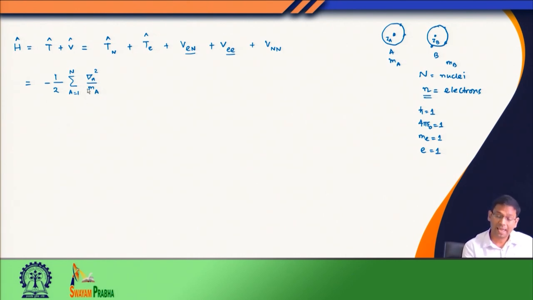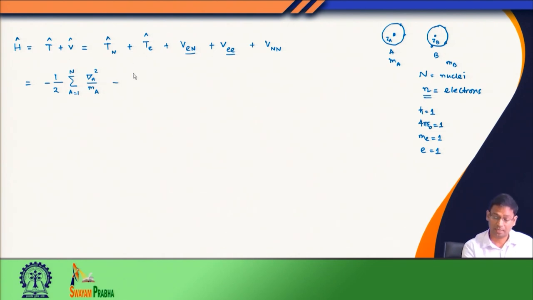Please notice here, M_A, the mass of the nucleus, I am bringing within the sum, because the mass of the nucleus should remain in the sum, as it will keep changing when the nucleus changes. For a certain value of A, I will have a certain value of M_A. Therefore, this term should be within the bracket, within the summation.